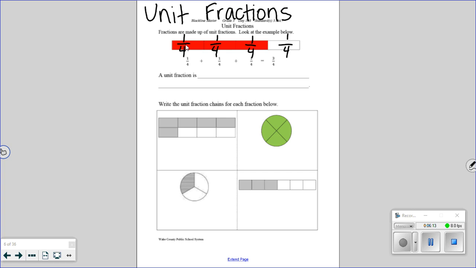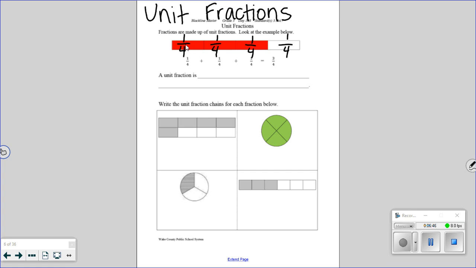Now that I've shaded in 3 pieces, I can count them. 1/4 plus 1/4 plus 1/4. It's just like I just said, 1 puppy plus 1 puppy plus 1 puppy. Are we counting all the same thing? Yeah. What are we counting? Jordan? I'm counting what?